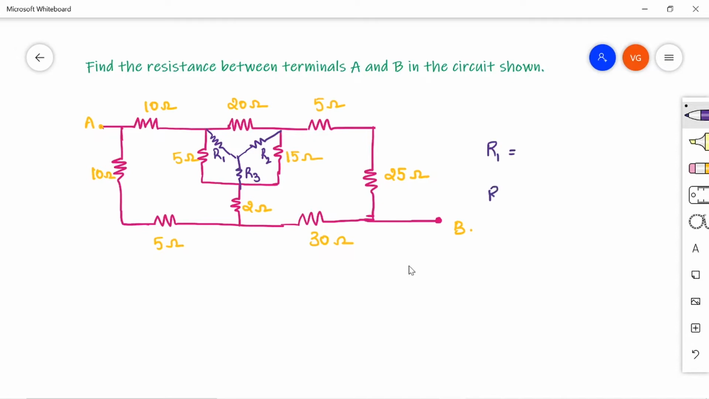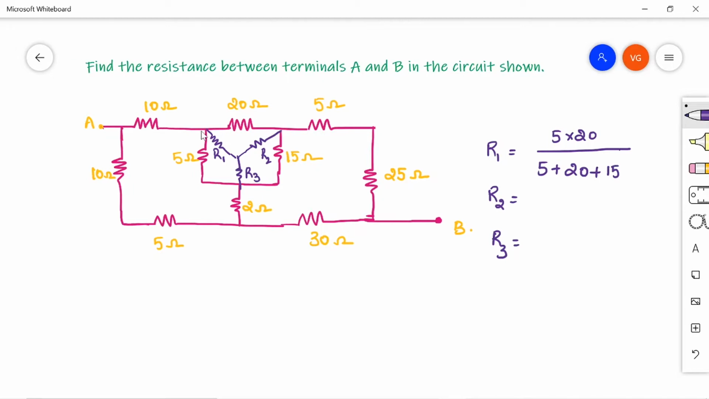So this is very simple. If you remember the formula that I told you in the previous video, for R1 the numerator will be the multiplication of the resistances that are lying on both sides of that resistance. That is, for R1 here I have 5 and 20. So the numerator is 5 into 20, divided by the denominator, which is the summation of all the resistances there. So 5 plus 20 plus 15.